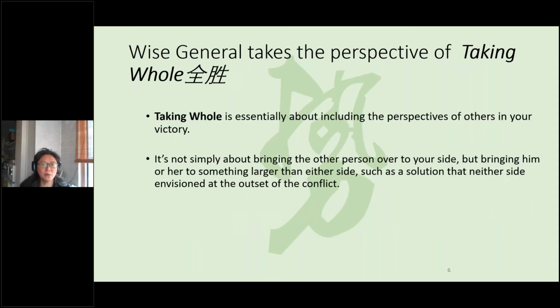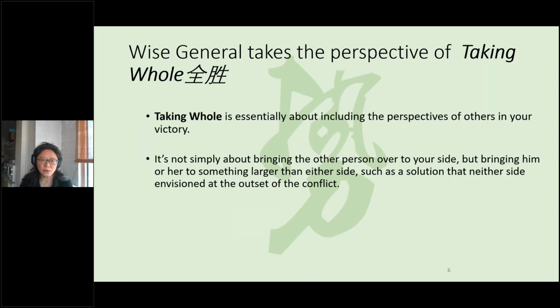So let's take a brief look at what exactly he is talking about when he says take whole. Taking whole is essentially about including the perspectives of others in your victory. By others, we mean all the different stakeholders. And so it's not simply about bringing the other person over to your side, but also bringing him or her to something larger than either side, such as a solution that neither side envisioned at the outset of the conflict.